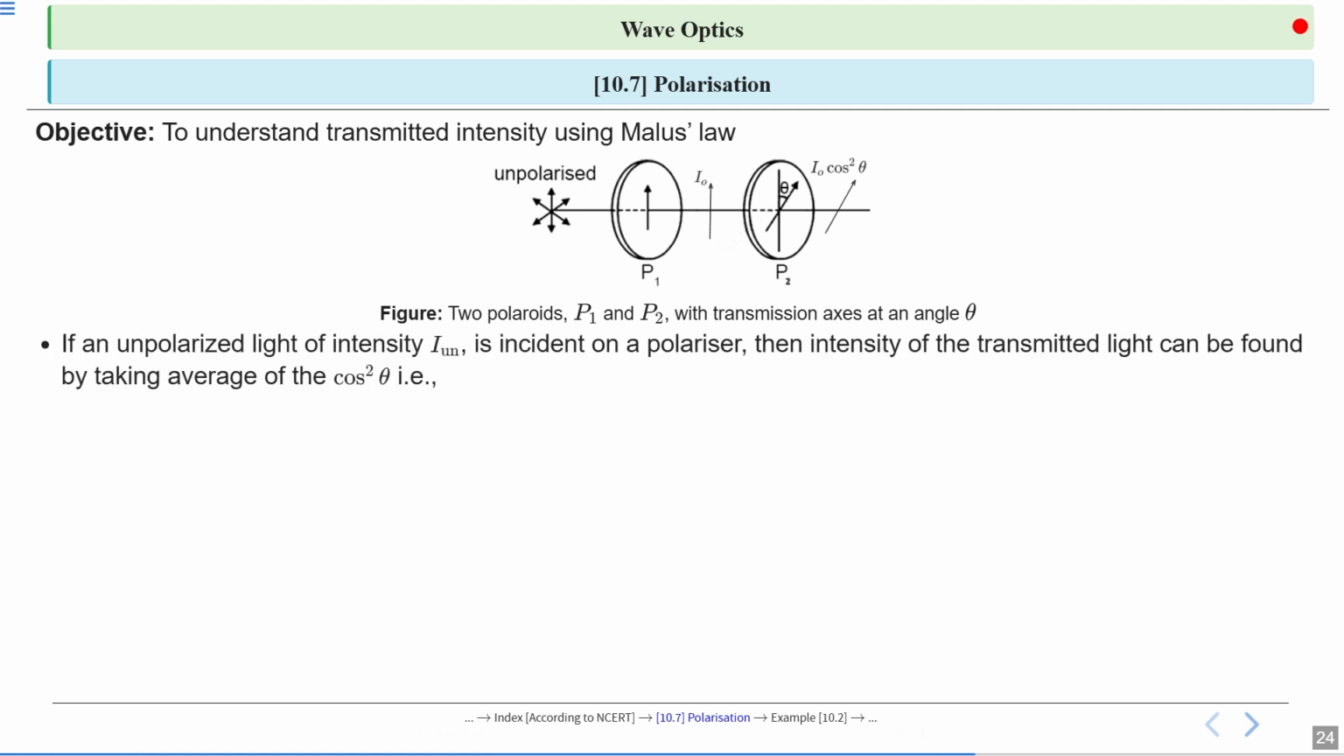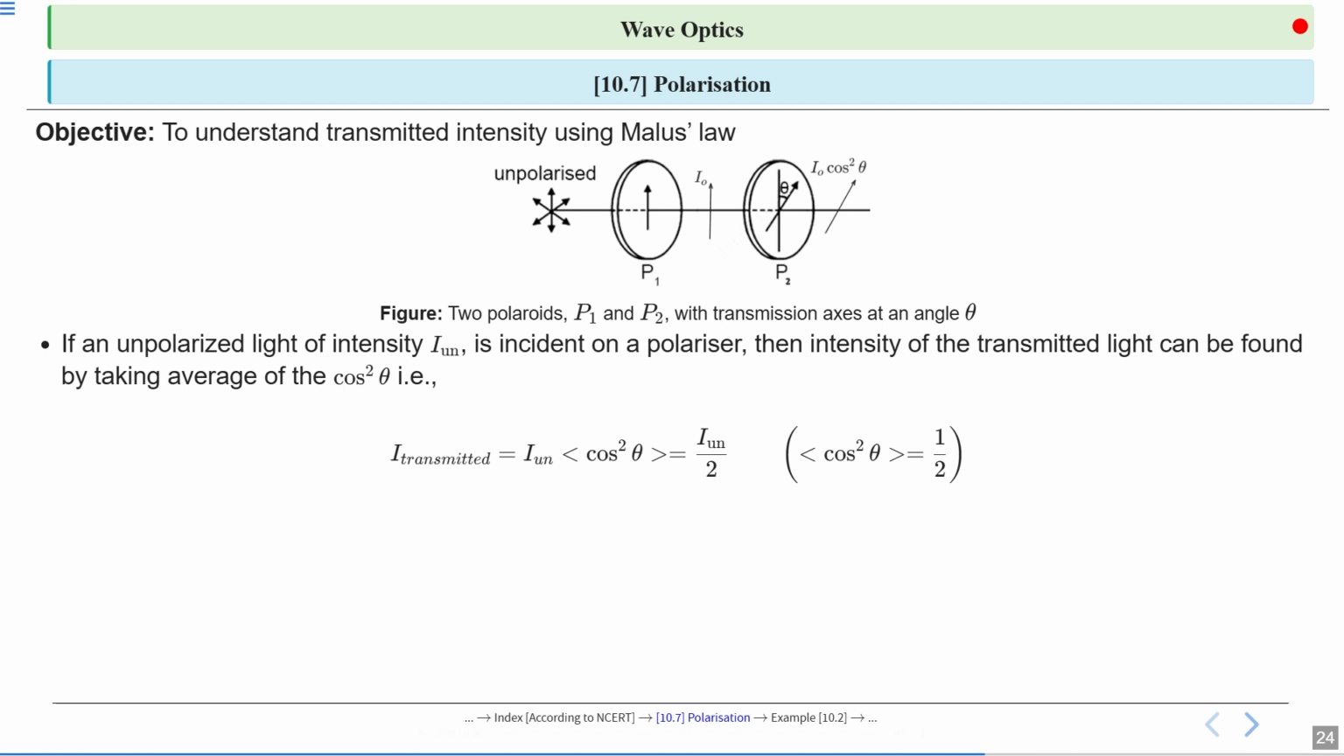Let's examine what happens when unpolarized light hits a polarizer. The intensity of transmitted light is determined by averaging the cosine squared of the angle theta. So when light is incident on the first Polaroid, that is the polarizer, why does the intensity become half? The intensity of light becomes half after passing through the first polarizer. So let's see.